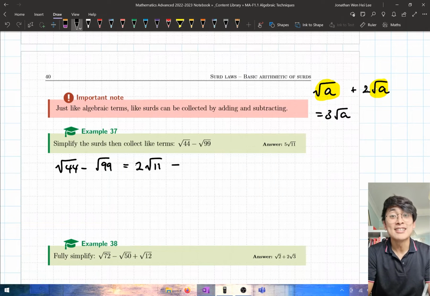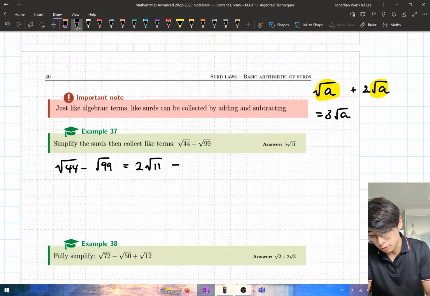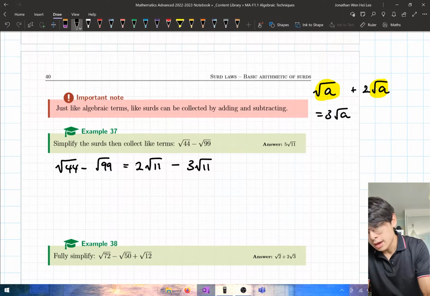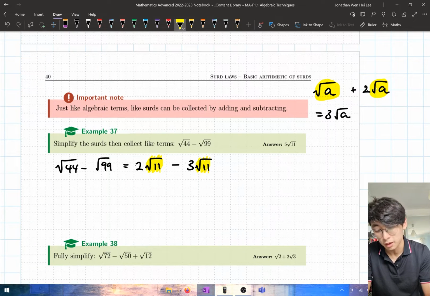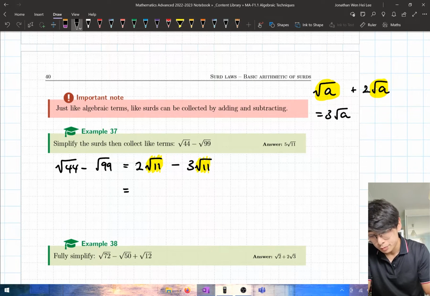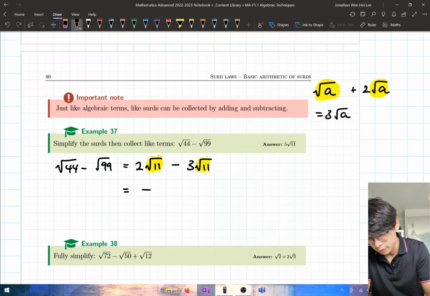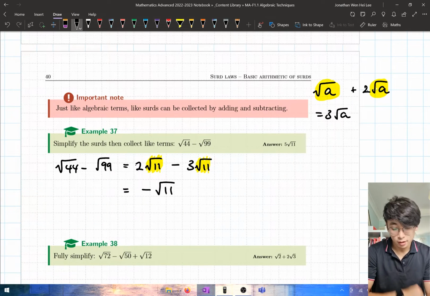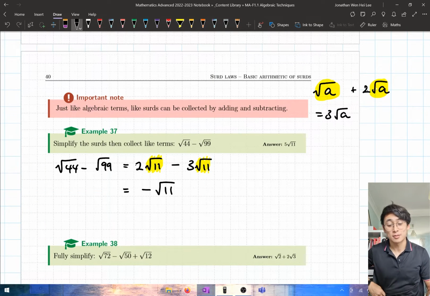And similarly, 99 also has a perfect square factor, which is 9. Square root of 9 is 3. So this just becomes 3 root 11. And now notice that we have square root 11 and square root 11. We can actually combine these together. Now the answer is a bit off because I think this should have been a plus. But in this particular case, if we minus them, we've got 2 minus 3, which gives me minus 1. So this will give me negative square root 11. So here, we want to just make sure that we simplify our surds where possible, and then we can try and add and subtract them.